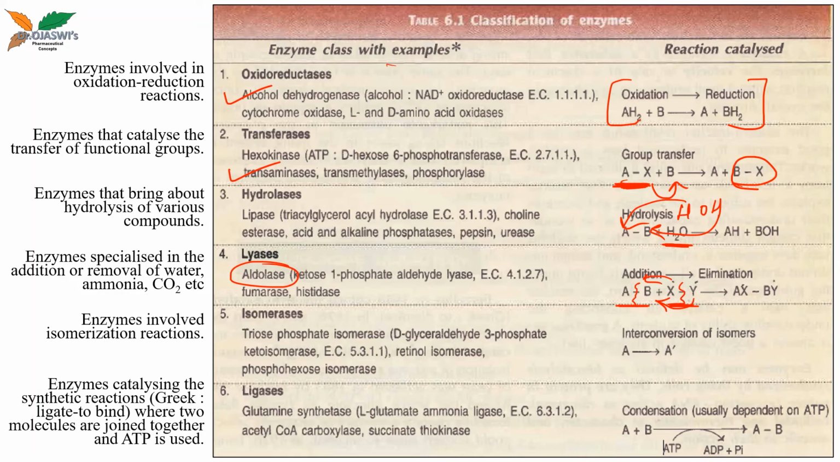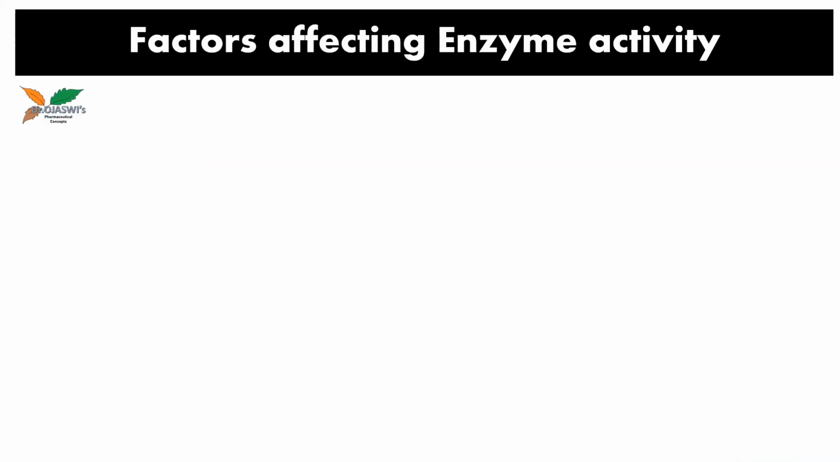These are the enzymes catalyzing synthetic reactions where two molecules are joined together, and for this reaction you can see here ATP is used. From ATP its phosphate group is attached here and ATP will be removed as ADP. In ATP, T stands for tri, so 3 phosphate groups are there. One phosphate group will attach to the enzyme and this is getting converted into ADP, that is adenosine diphosphate. So that's it about the classification of enzymes.